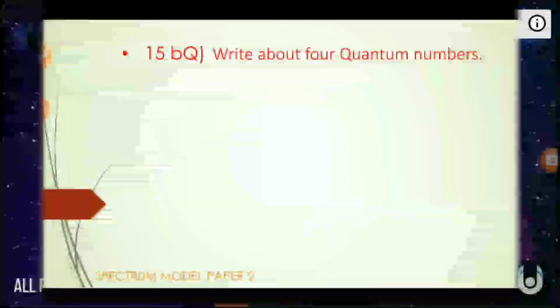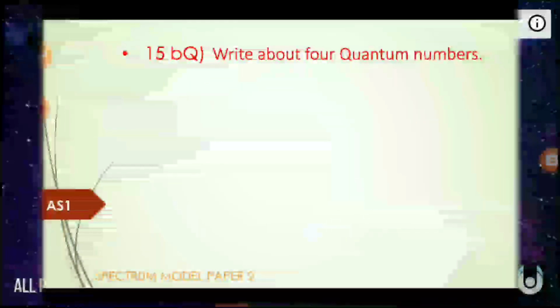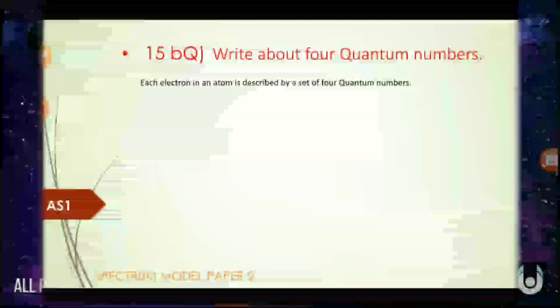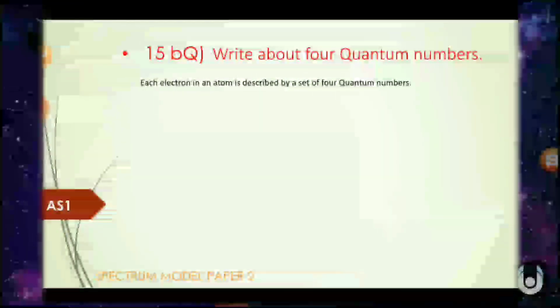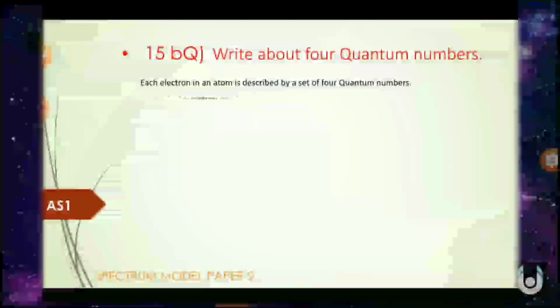Write about 4 quantum numbers. This is also one question. Each electron in an atom is described by a set of 4 quantum numbers.